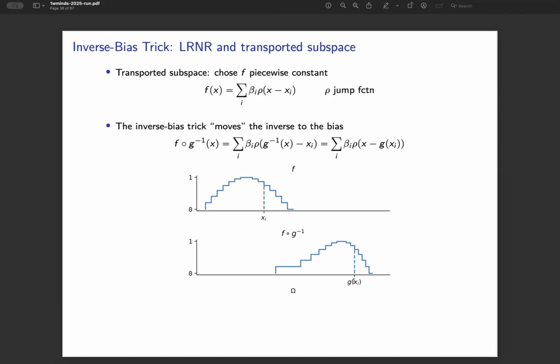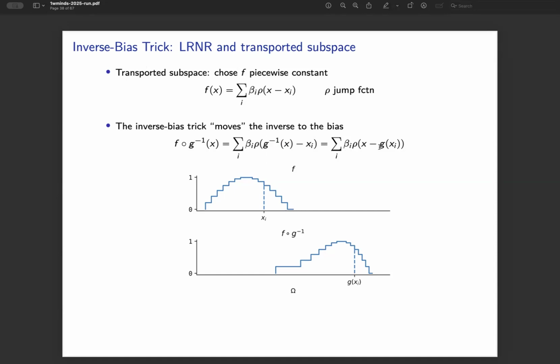However, if G was not piecewise constant, then of course G inverse affects everywhere, not just at the grid points. So I think there is something special about enforcing that f is piecewise constant. We were constantly looking for a reference in the literature that explicitly says this, but we couldn't find it. So we call this an inverse bias trick, because here the inverse has vanished.